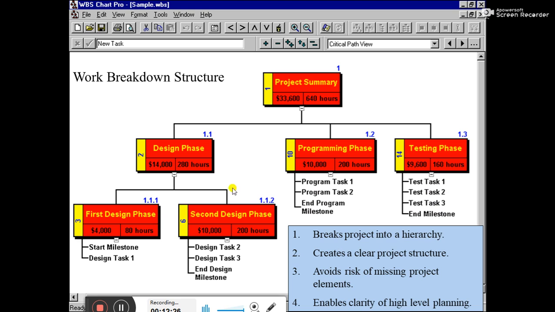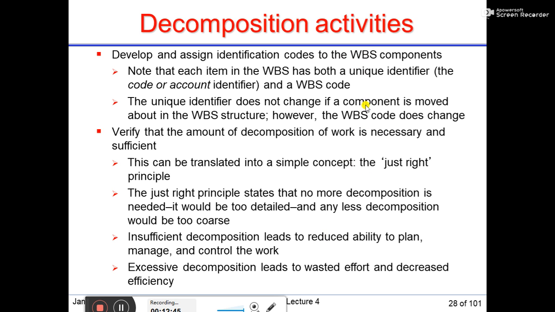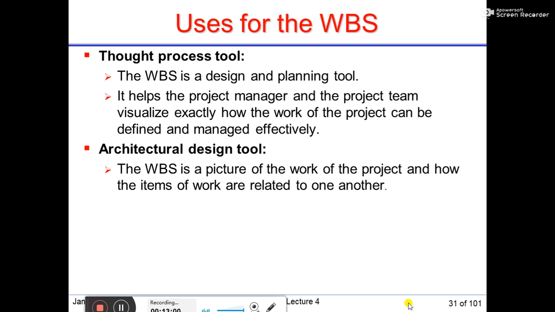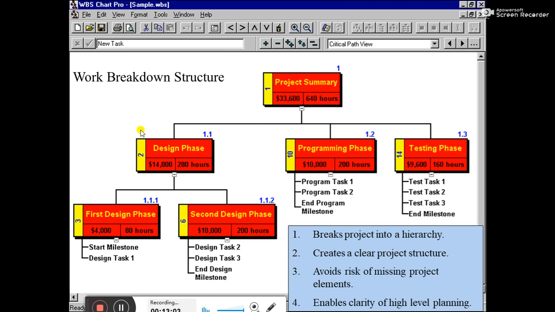So this is a hierarchical structure. It creates a clear project structure, and it has a definite number and identifier. Here you can see this part might move to there, or this part might move to there, but the unique identifier will be the same and will not change, while the WBS code might change. It also avoids the risk of missing project elements, and enables clarity of high-level planning. So having this type of work breakdown structure, you can put together high-level planning.